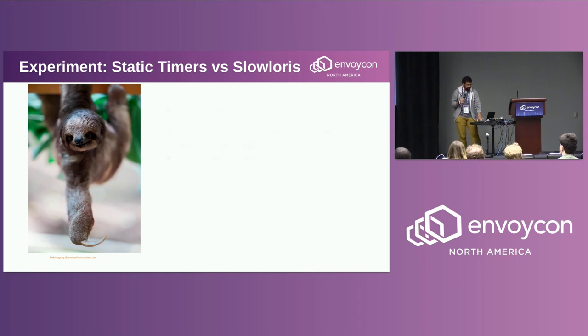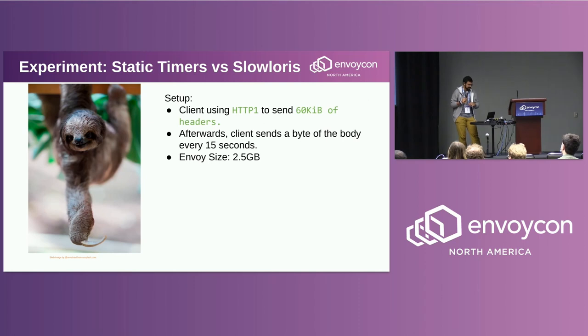So in the following experiment, we have a client using HTTP/1 to connect to the Envoy. It sends 60 KB worth of headers. And afterwards, it maintains the connection or the stream by sending one byte every 15 seconds in order to maintain the stream as active. This attack in these scenarios could really possibly reach about 25K for this given experiment.